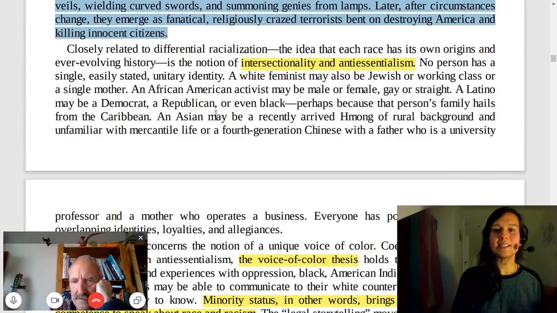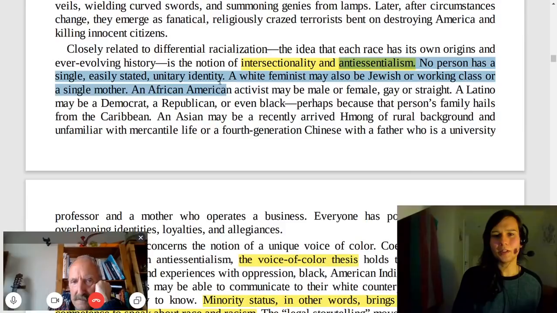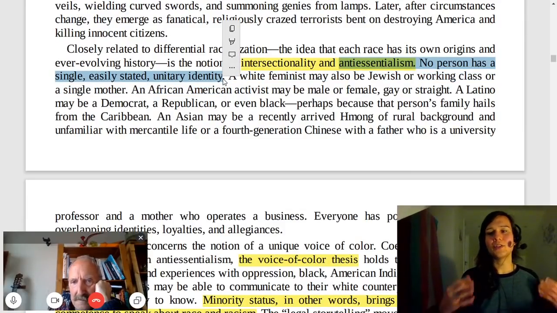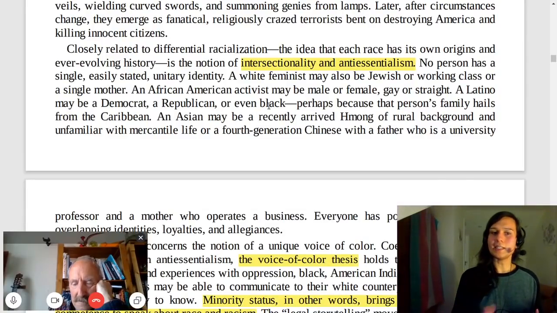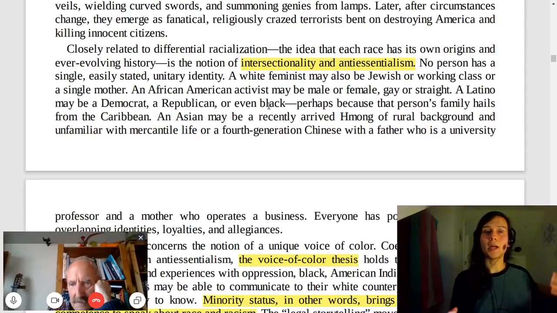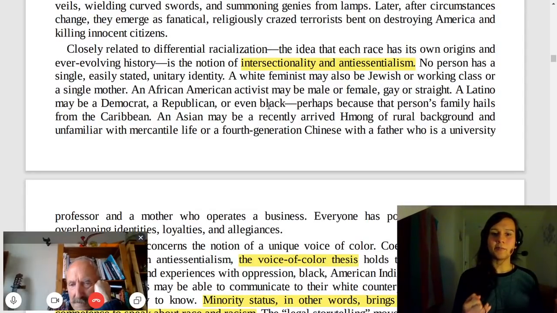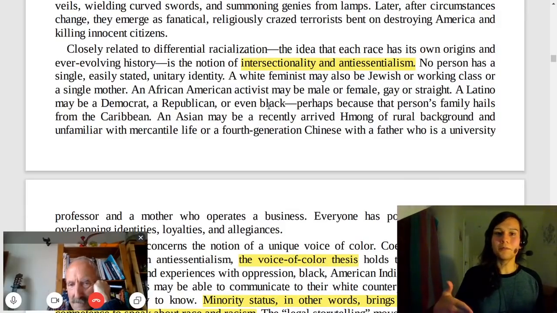Intersectionality and anti-essentialism. The anti-essentialism is the last point I want to clarify: no person has a single, easily stated unitary identity. I would maybe rephrase this as: when we talk about identity, it changes depending on the environment we're in. It's going to sound really weird, but I speak Esperanto and I might consider myself part of the Esperanto culture when I'm meeting with other Esperantists. But I don't meet people, shake their hands, and go, "Hi, I'm from Esperantuyo. Nice to meet you." Or, "I'm not British, I'm Esperantist." Some people do because they take it a bit too far and they need to chill.